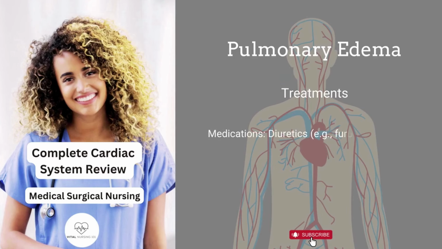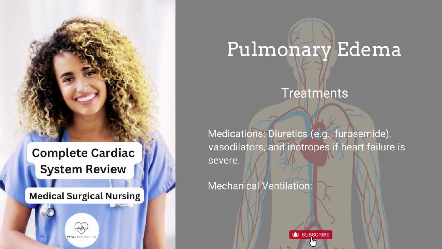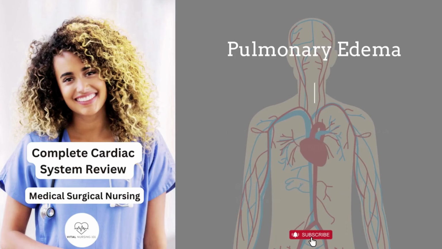Treatments are the following. Medications include diuretics like furosemide, vasodilators, and inotropes if heart failure is severe. Mechanical ventilation may be necessary in cases of severe respiratory failure.